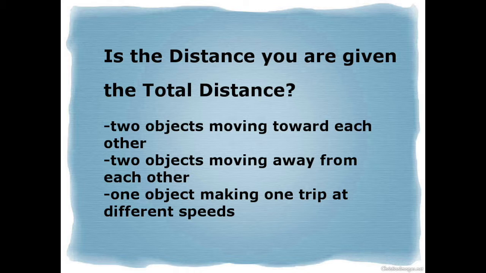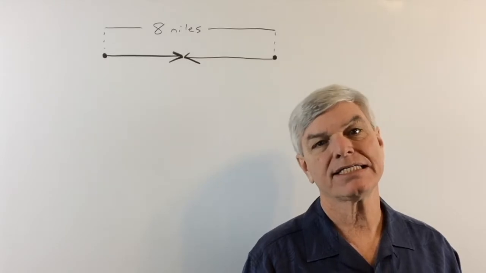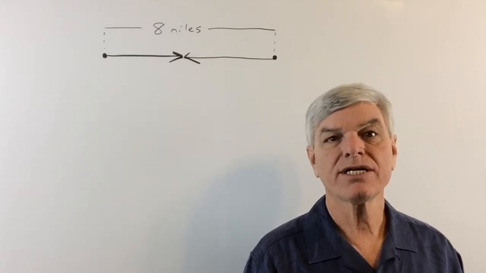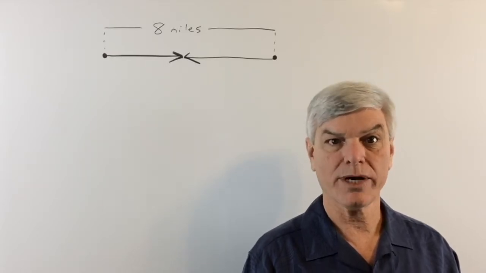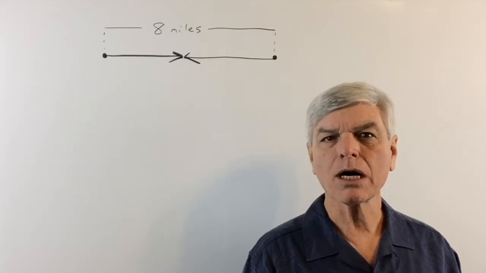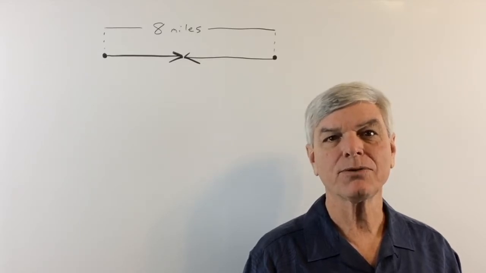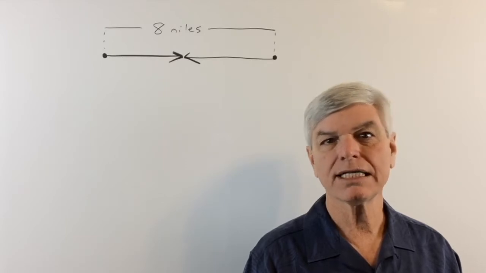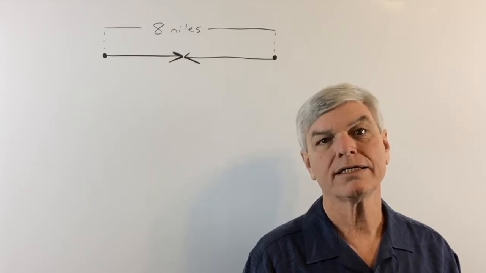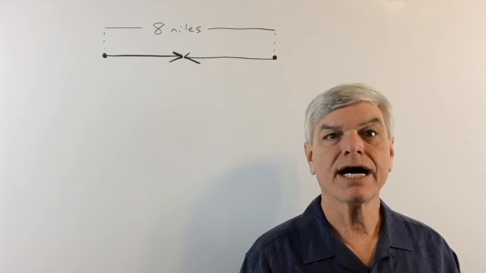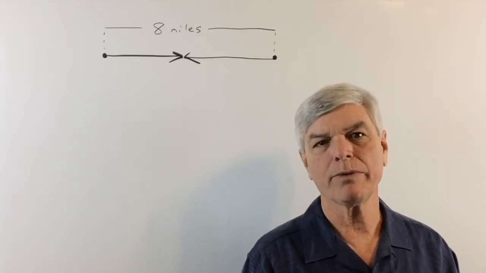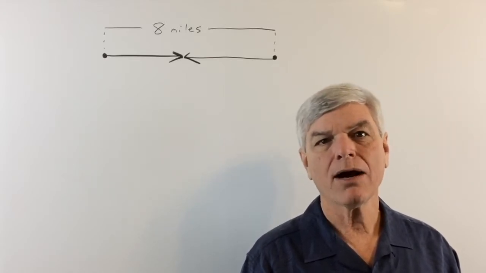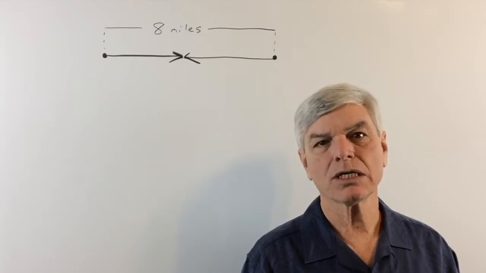Do we have one object making one trip at different speeds? Let me give you an example where that would be the case. Somebody's running to the store, and after a while they get tired, so they walk the rest of the way to the store. Well, to the store sounds like one trip, but it's really two. The first portion of the trip is where he's running, and the second portion is where he's walking. And so we'll divide the problem up that way. We have a problem like that coming up, so you'll see what I'm talking about when we get to that. But right now, what do we do when we have the total distance?